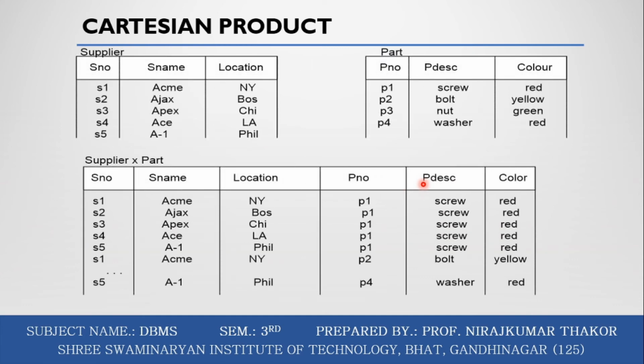Okay, now let's check the examples. Here we have two tables. The first one is supplier and the second one is part. Now below is the resultant table of supplier cross part. Okay, so this is the Cartesian product of supplier and part. But here you have seen that some noise occurs, in 7 rows in total, and the noise in 30 rows in total. Okay, so here the noise occurs in this resultant table.